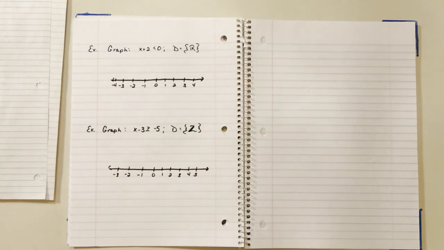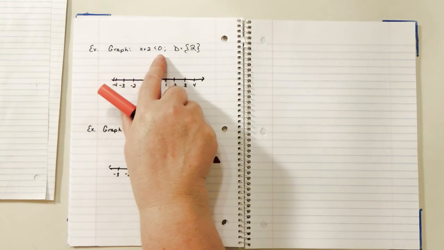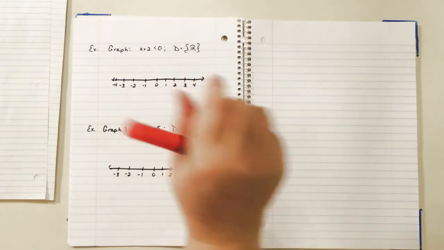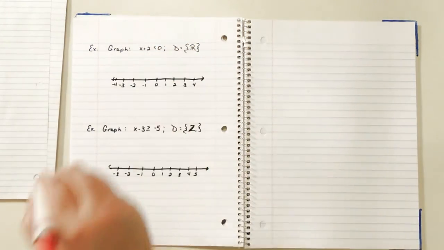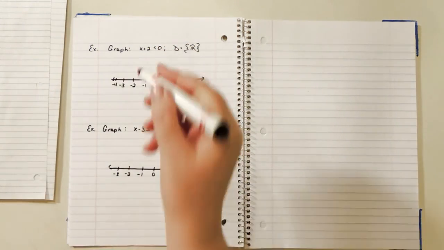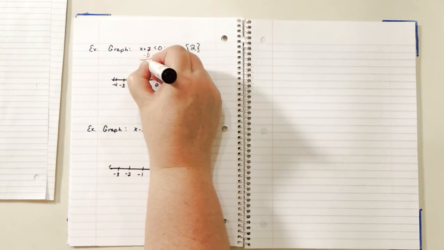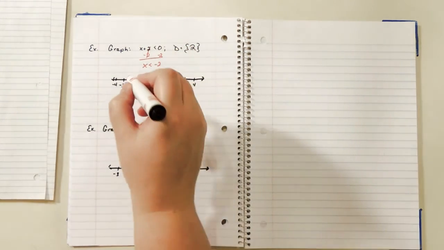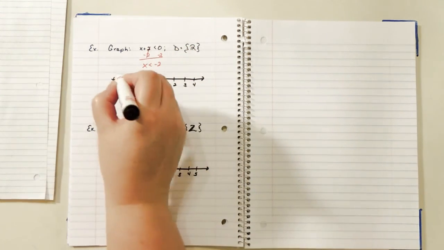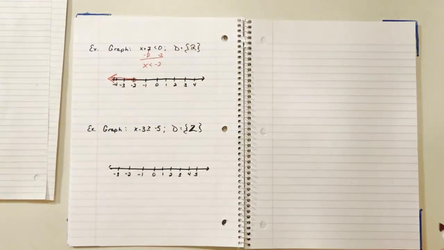So here are some examples. We're going to graph x plus 2 is less than 0, and the domain is all real numbers. So first, let's get x all by itself. So let's subtract 2 from both sides, and we have x is less than negative 2. It's less than and not equal to, so we're going to put an open circle, and it continues that way.